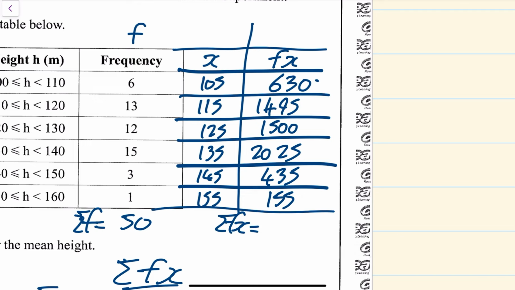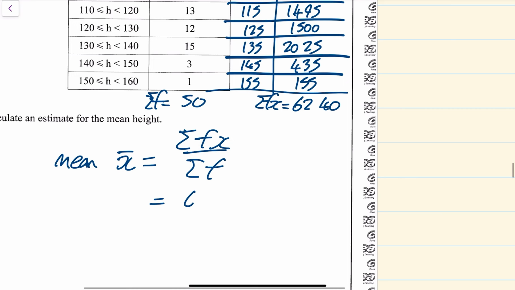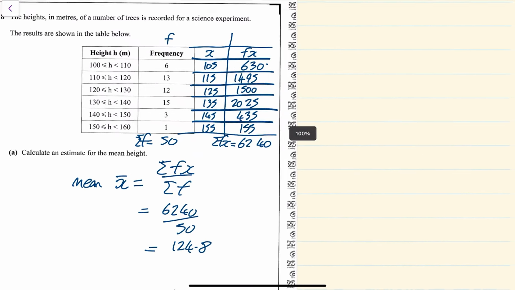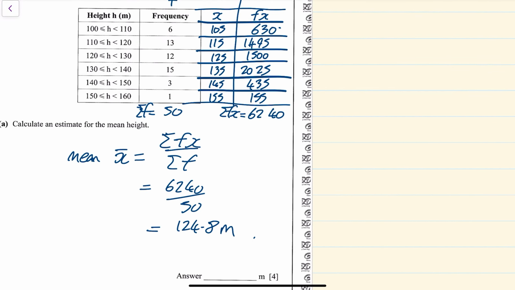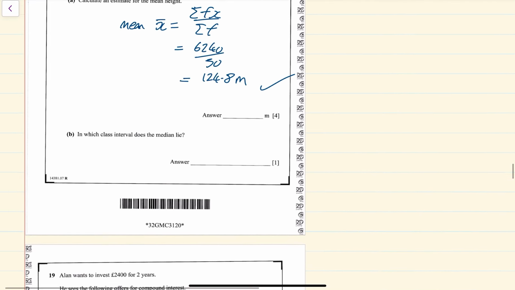Right, 630 then. This is me summing up my fx's. 630 plus 1,495 plus 1,500 plus 2,025 plus 435 plus 155. And that works out to be 6,240. Then if we just do those, 6,240 divided by 50, I got 124.8. What are the units? Meters. Hopefully that's right.